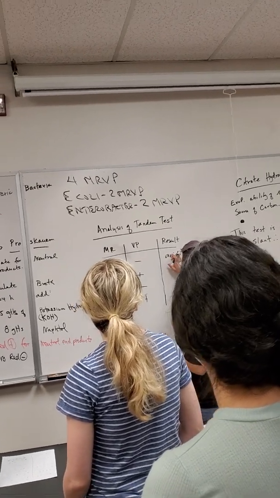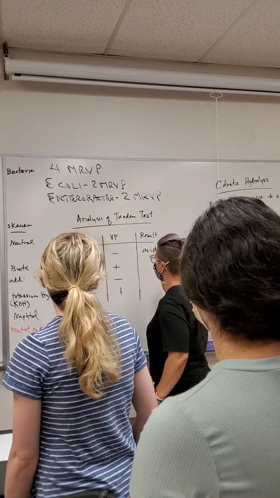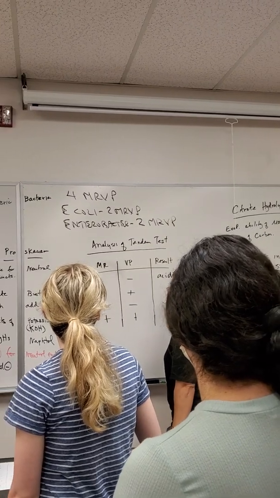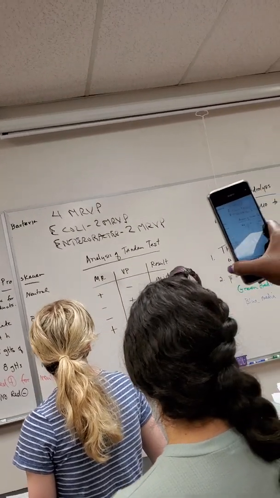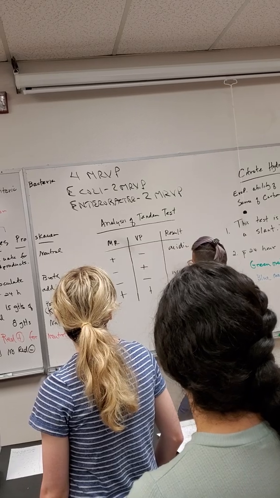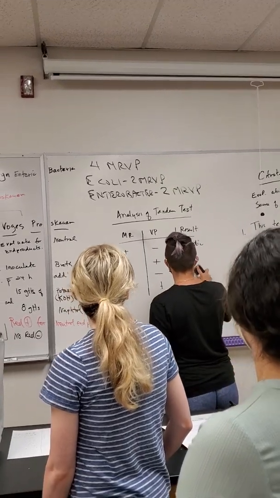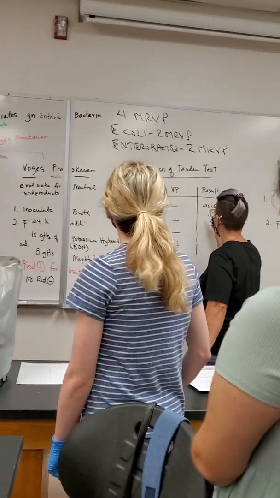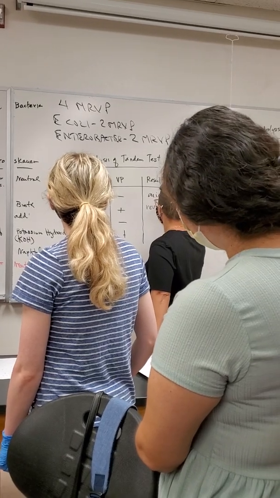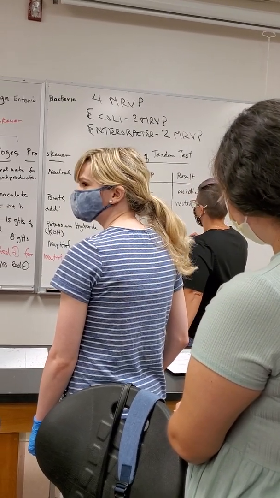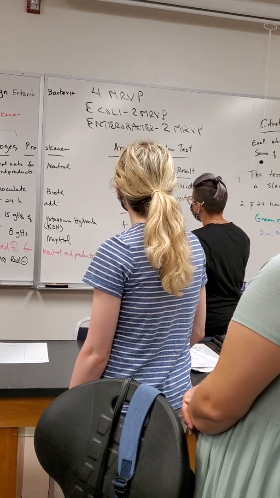If you have a result that's MR negative, VP negative, what is it? Neutral. No, no. You said negative, negative? No, I said negative positive. Hello. I thought he said that too. Okay. Good. MR negative, VP negative.